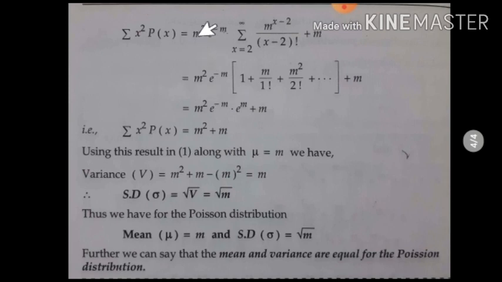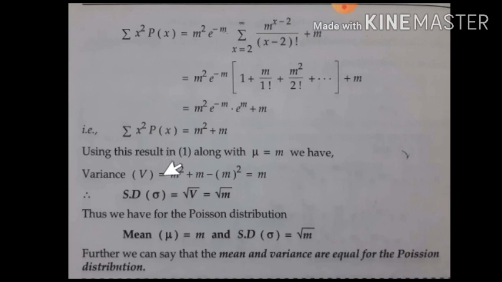Observe that m square e to the power of minus m does not contain any x variable, so taken outside the summation. So summation m to the power of x minus 2 by x minus 2 factorial plus second term is nothing but mean of the Poisson distribution, which is taken as m. Expand this summation, you are going to get the series expansion of exponential e to the power of m. So when e to the power of minus m, e to the power of m simplified, you will get it as e to the power of 0, which is equal to 1. So m square plus m is the answer of summation x square p of x.